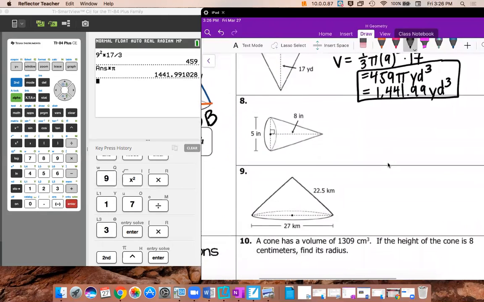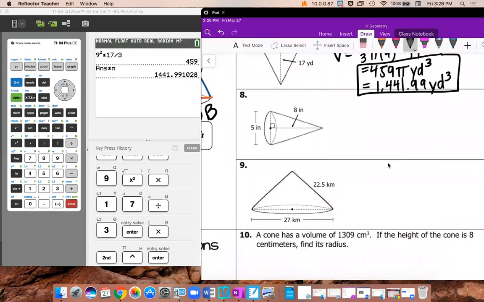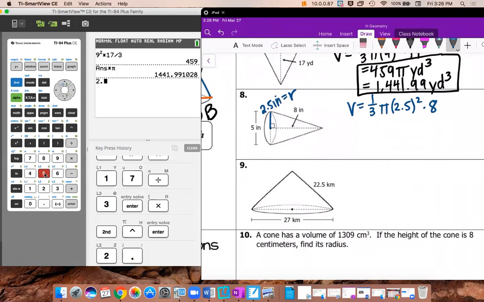All right, let's do number 8. For number 8, we just need to find the radius because we have the height. So the radius is going to be half of 5, which is 2.5 inches. And then we just plug it in. Volume equals 1/3 area of the base, so pi 2.5 squared times the height, and in this case your height is 8. So I'm going to do 2.5 squared times 8 divided by 3.